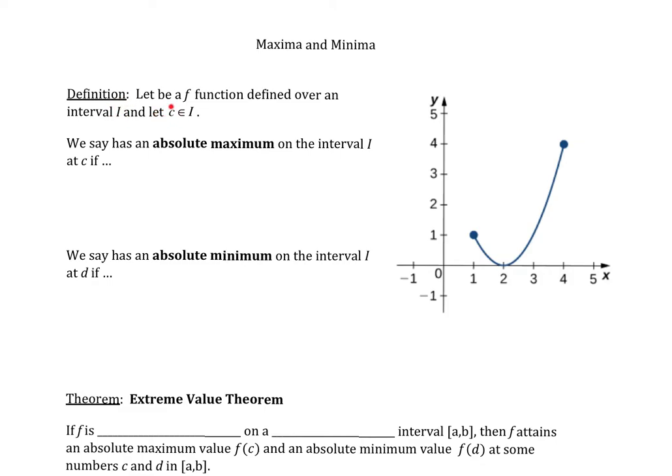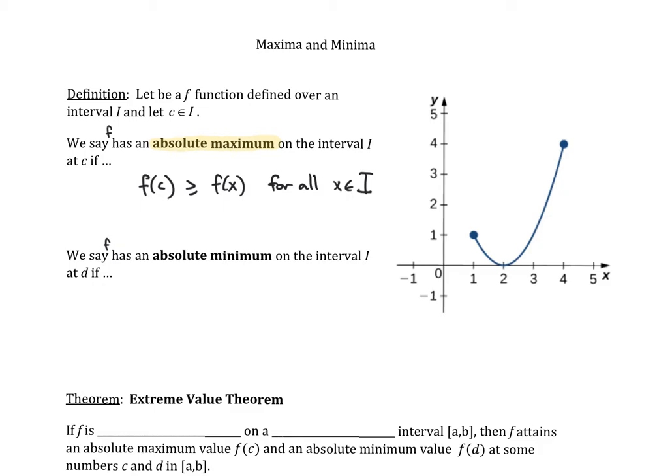And we're going to have c be an element of I. That means at some point inside of I. So we say f has an absolute maximum on this interval I at the point c if f of c is greater than or equal to f of x for all x in your interval I. Okay, so that's what an absolute maximum means.